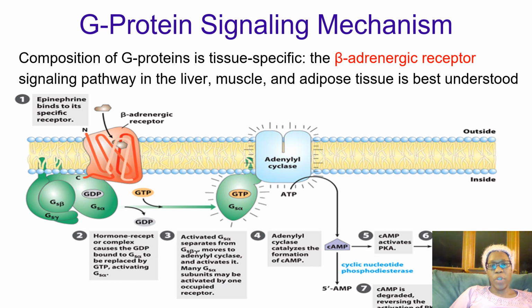Adenylyl cyclase turns ATP into cAMP. The cAMP is a second messenger that activates PKA. PKA phosphorylates other enzymes, such as those that are responsible for breaking down glycogen. Once glycogen is broken down, it can actually form glucose molecules that can be converted into energy. There's a phosphodiesterase that is involved in turning cAMP into AMP, which shuts down the system, so we will no longer have that response.